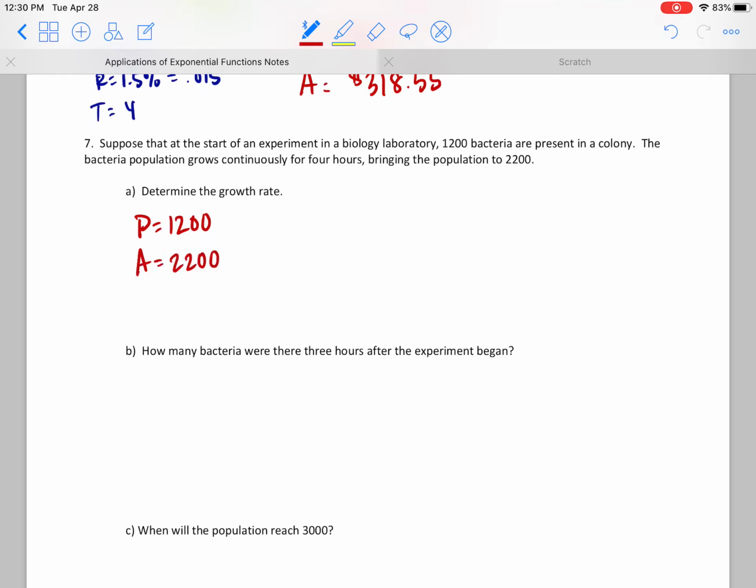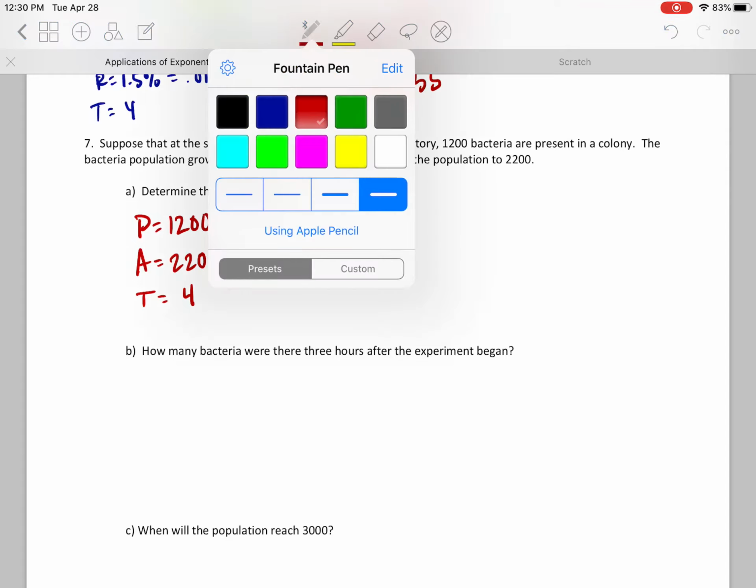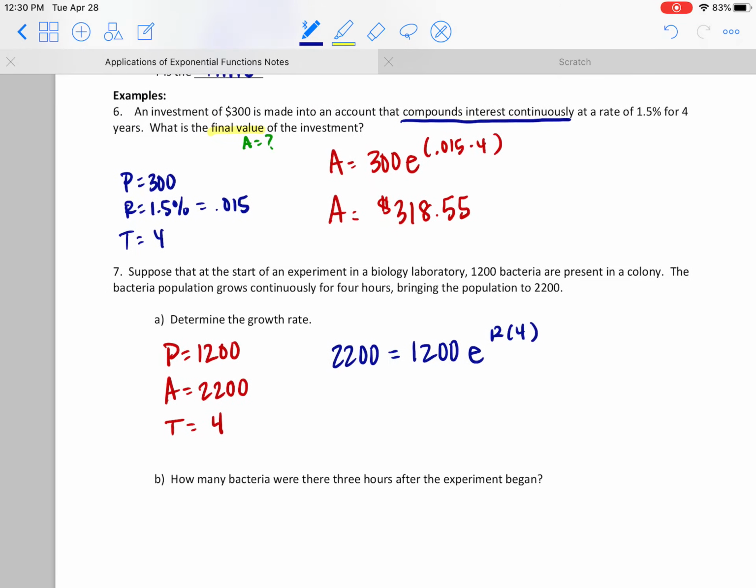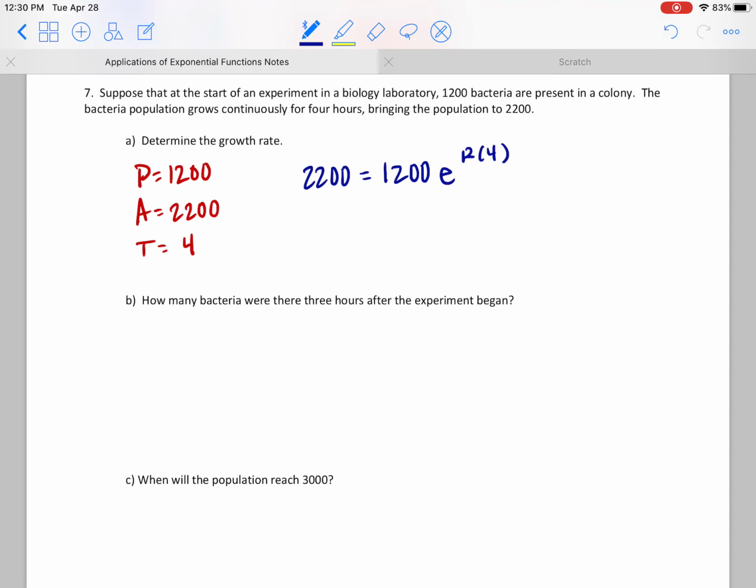So we're trying to figure out the R in the formula. So we know that the principal amount of bacteria, the starting amount of bacteria, is 1,200. We know the final amount of bacteria is 2,200. We know that this happens in a time of 4 hours, but we don't know R. That's why it's asking us to calculate R. So we have A, which is 2,200, equal to P times e to the RT power. So R times 4 power.